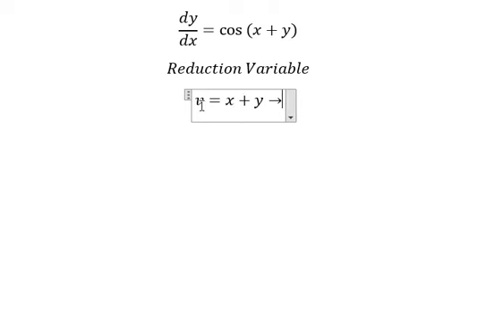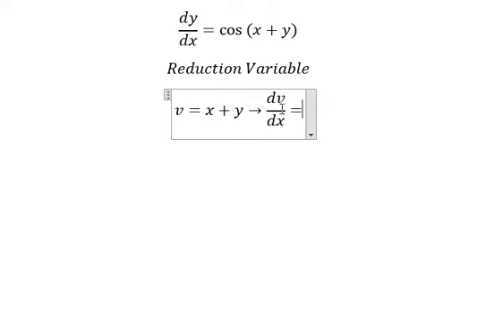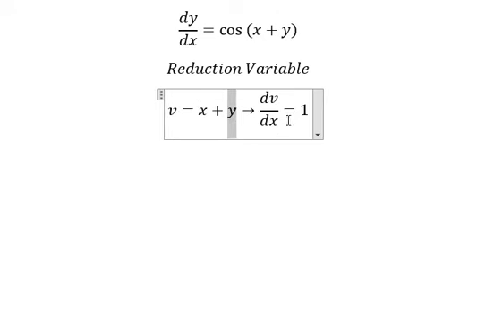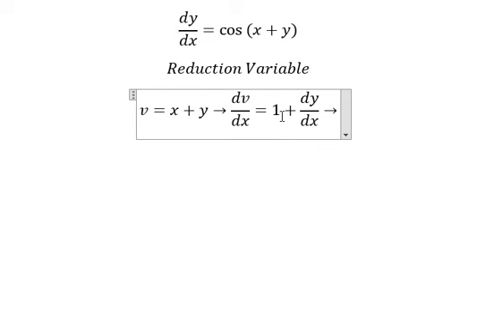Later, we take the first derivative for both sides. This one we have dv over dx. This one we have number 1. This one we have dy over dx. Because we don't have number 1 in here, I will put number 1 to the left.